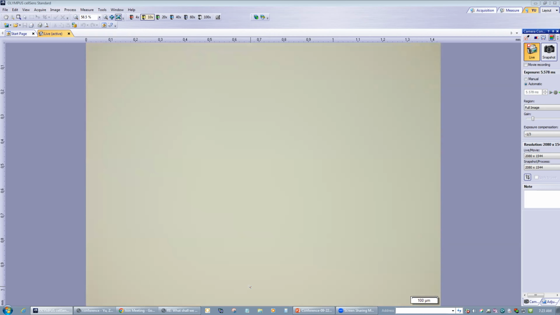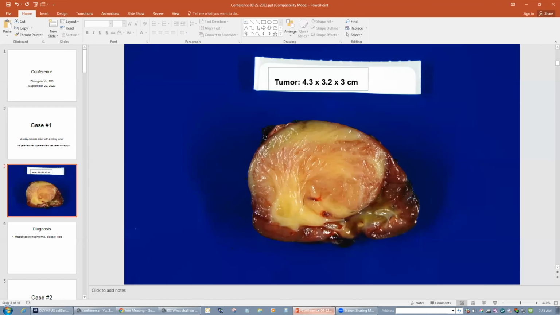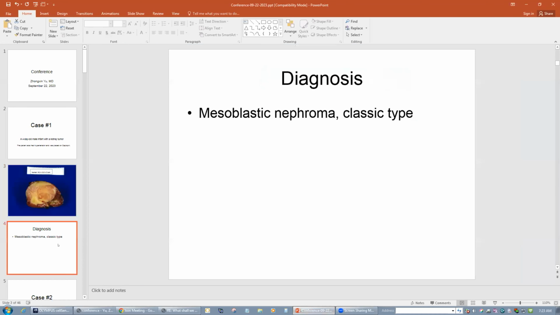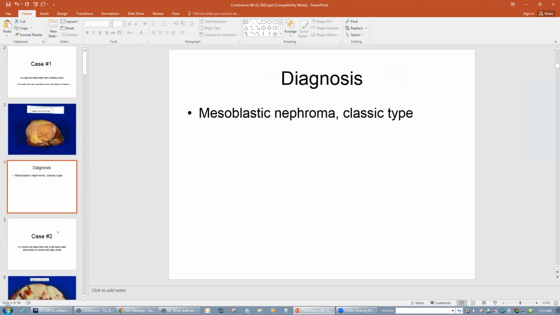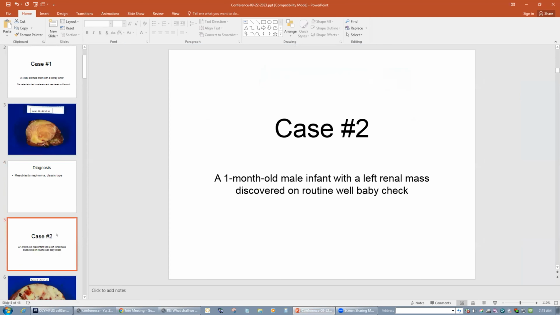All right. For comparison, I show you a second case. This one is mesoblastic nephroma, classic type. Case number 2 is a 1-month-old with a left renal mass, discovered on routine well baby check.